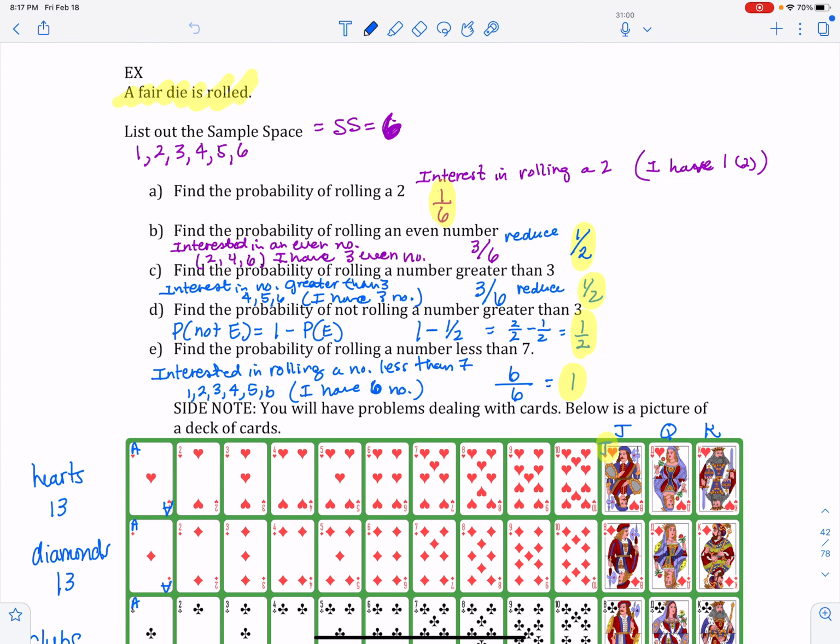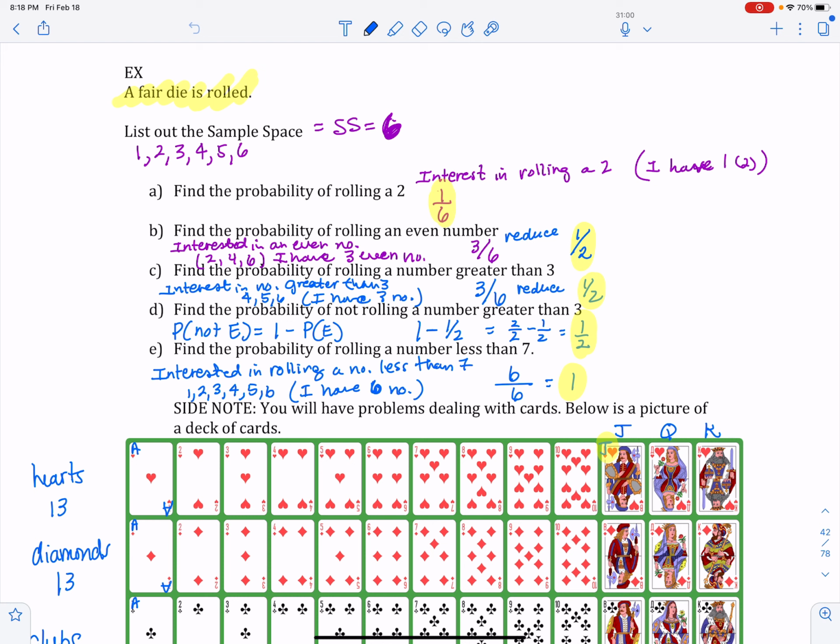A fair die is rolled. Remember, my sample space is 6, so I'm going to list it out. On a die, we have sides 1, 2, 3, 4, 5, and 6. For part A, it asks us to find the probability of rolling a 2. There's only one side that has a 2, and we're doing what we're interested in over our sample space, so it's 1 over 6.